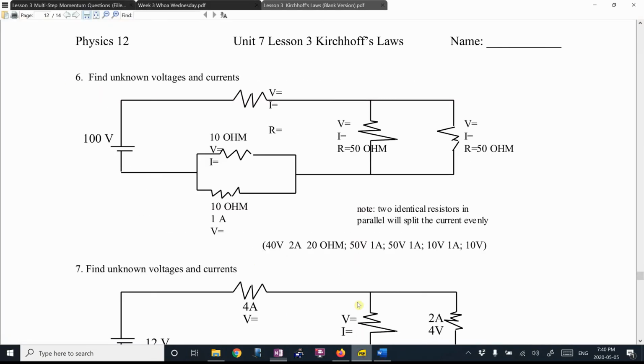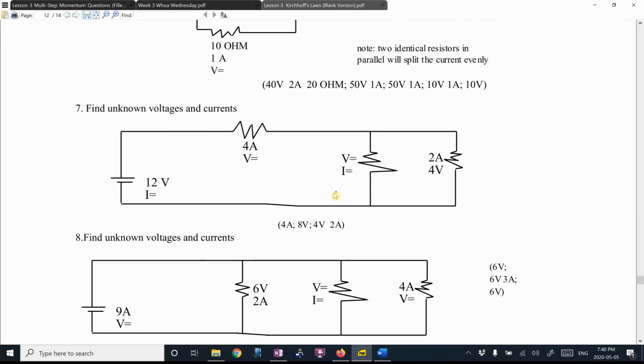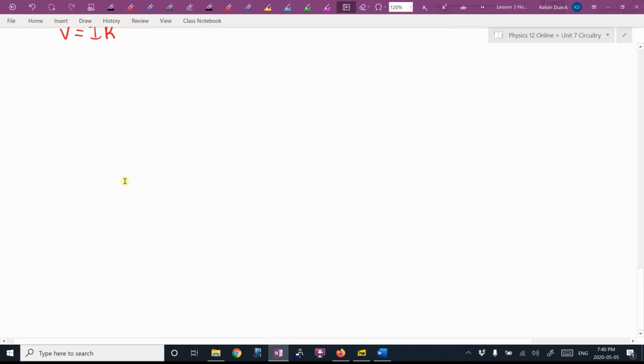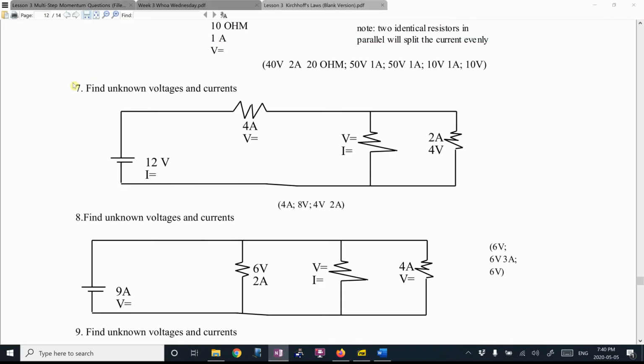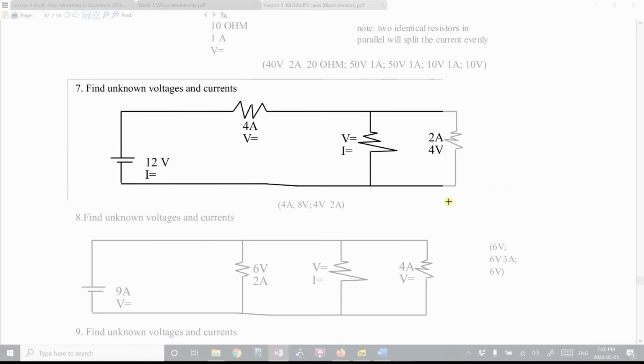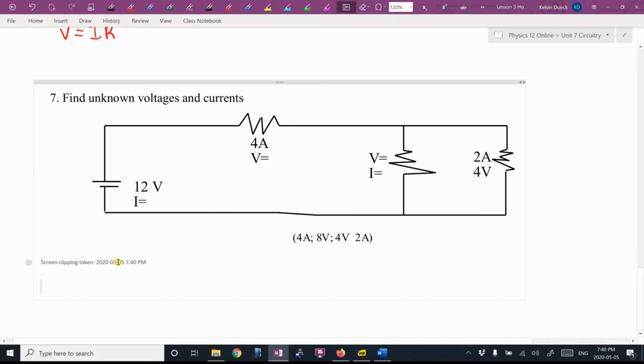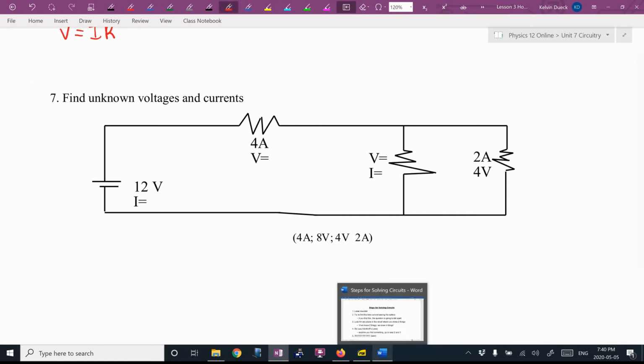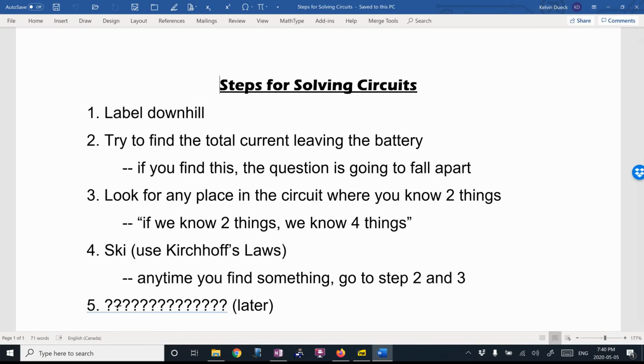Oh, wrong one. Number 7. Ooh, this one's going to be cool. Find the unknown voltages and currents. Again, probably I could also say find the unknown power loss in each resistor, or I could simply say if these are all light bulbs, which bulb is brightest. Meanwhile, step 1. Label downhill.